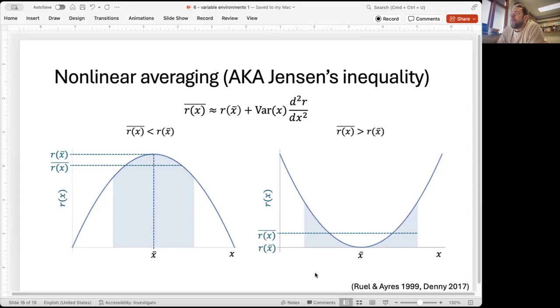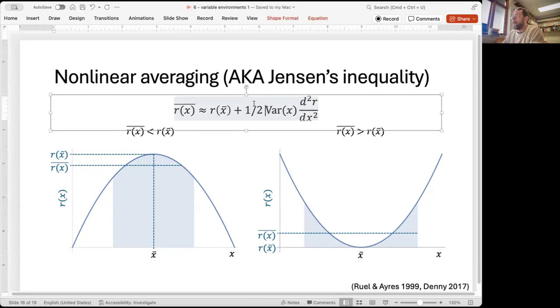And as an approximation, you can approximate the average growth, which is what we're interested in. It's approximately growth in the average environment plus a correction term. And the correction term has two bits. The first bit is the variance in the environment. Oh, maybe there's a 1/2 here, huh? It's the variance in the environmental factor times the second derivative of the response function.